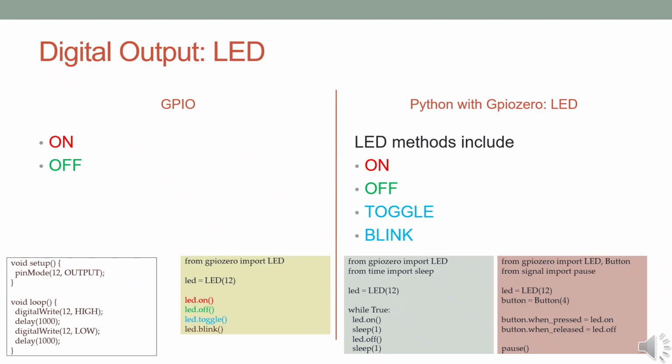In the example where a button on GPIO 4 is connected to an LED on GPIO 12, we assign LED.on to button when pressed and LED.off to button when released. This event binding means the LED responds instantly to button presses without consuming CPU cycles in a busy loop, something that requires more complex interrupt handling in Arduino code.